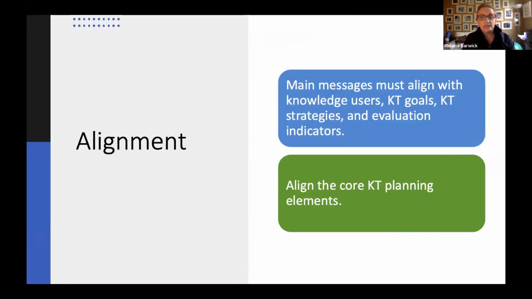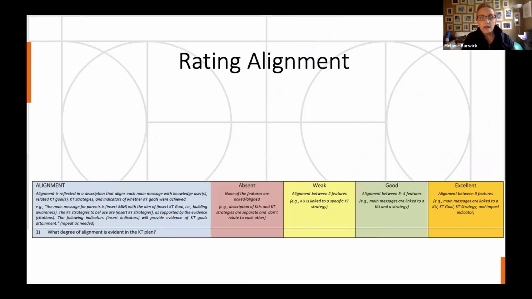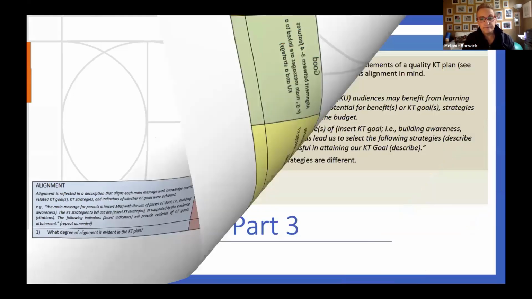So alignment is really important. The main messages must align with knowledge users, goals, strategies, and evaluation indicators. So align the core KT planning elements together. That's an important main message of this presentation, period. And as I pointed out, you can rate the alignment in terms of the extent to which all of the components relate to one another.